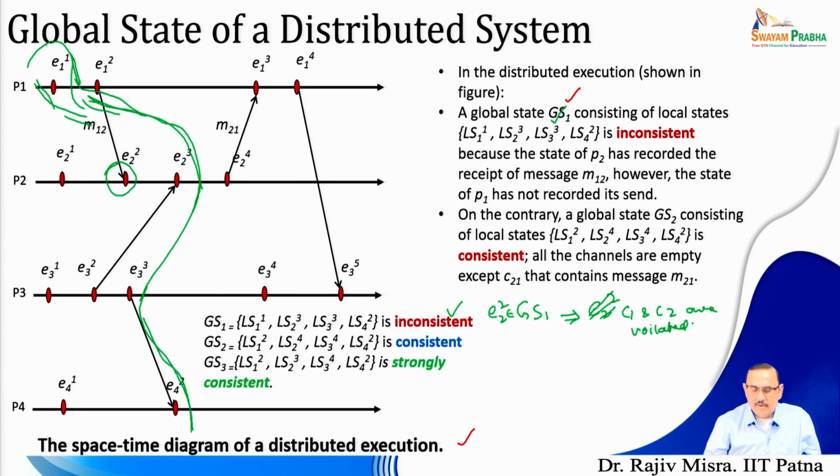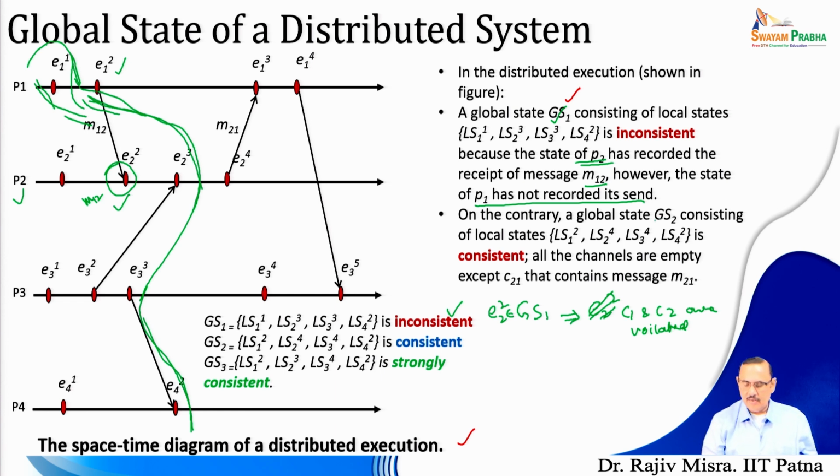Why? Let us see. It is inconsistent because the state of P2 here has recorded the receipt of the message M12. However, the state of P1 has not recorded its send, like E12 has not recorded, but the receive of the message is recorded. So, therefore, this becomes a violation.